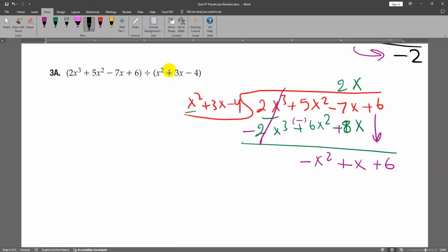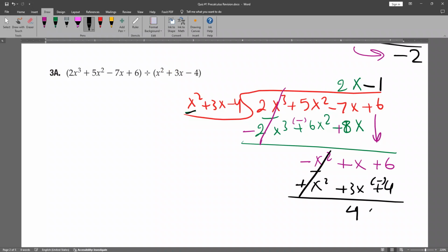Let's divide negative x squared divided by negative x squared, which gives you negative 1. Multiply, gives you negative x squared, negative 3x, positive 4. Change the sign: positive, positive, negative. Cancelled. This one gives you 4x, this one negative, positive 2. We don't have any other term to drop down, and we finished.